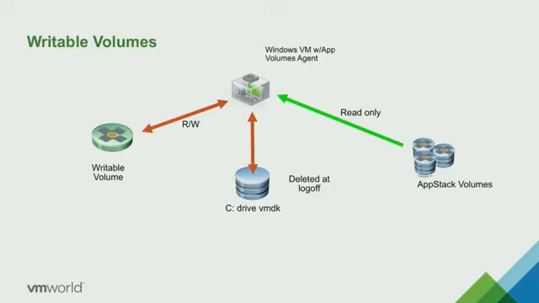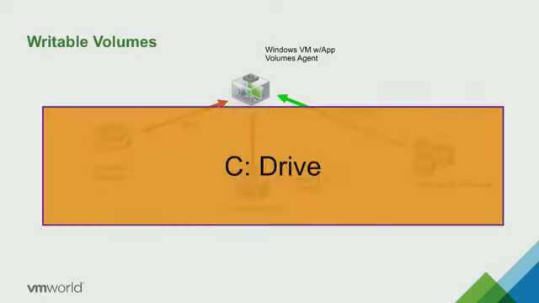This writable volume is allocated to the user, and as they switch from one copy of Windows to another, it's going to follow them around. That writable volume, the App Volumes agent makes it look like it's all part of the same file system. There's no hoops that the user has to jump through. It's totally transparent to them.